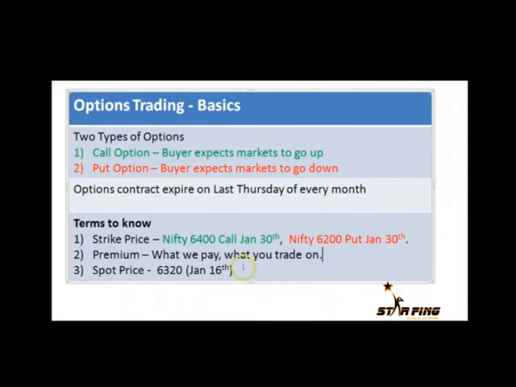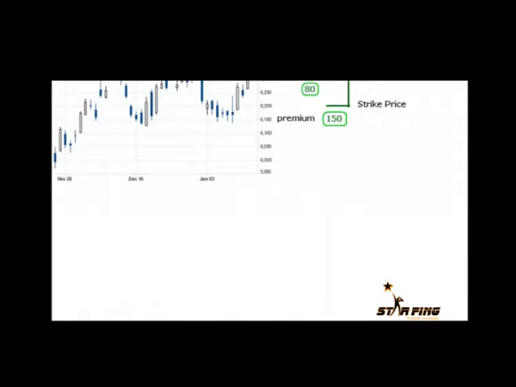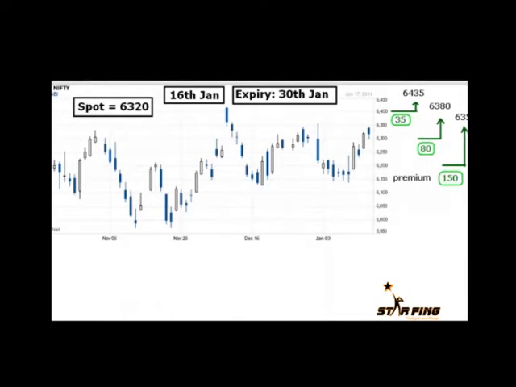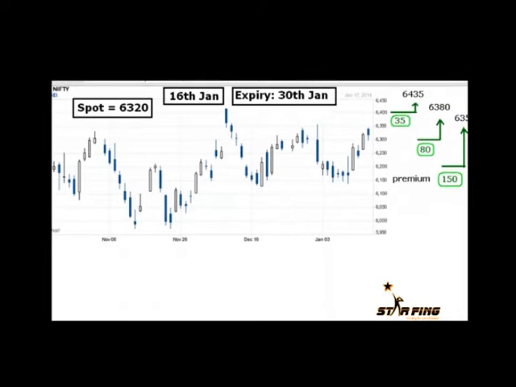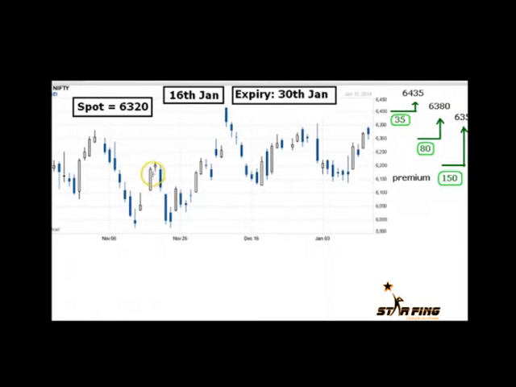So this is the premium. What price you buy and what price you sell finally decides whether you make a profit out of the trade or whether you lose. The spot price is nothing but the actual market price of Nifty, in this case, the index. I'm going to try and first explain a call option and what you will expect.